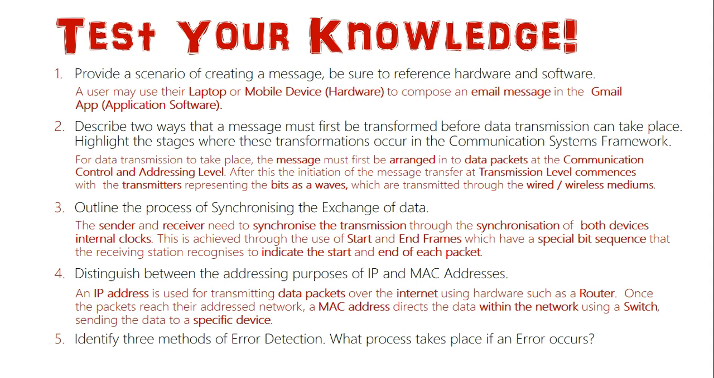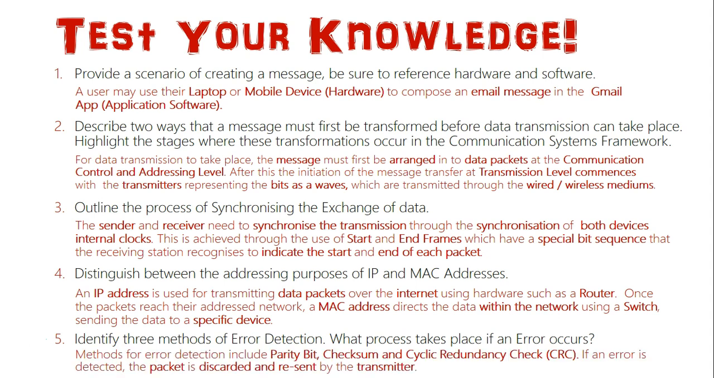Question 5, identify 3 methods of error detection. What takes place if an error occurs? So we have our 3 types, which we're going to go into detail on later in this unit. And basically the 3 methods are parity bit, checksum, and cyclic redundancy check.